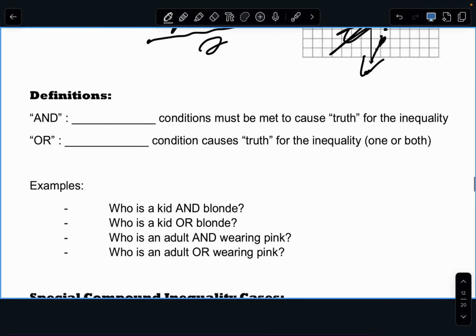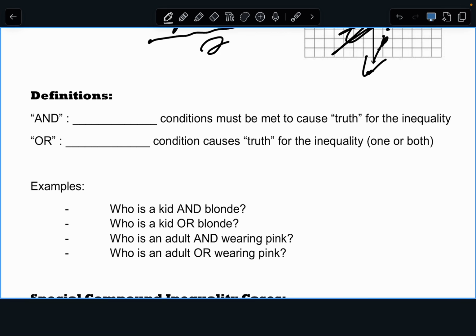Before we get into that, we have to really understand the difference between and and or. Like I talked about in the warm-up, if it says and, do I need both of those inequalities to be true or just one of them? Both. So and is when both inequalities or conditions are met. And if we remember our Venn diagram, what part of that would represent and? The middle. Perfect. It's where they intersect.